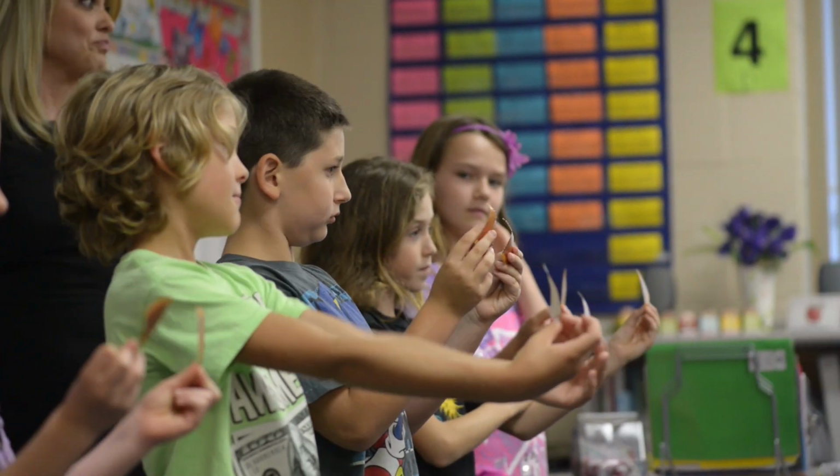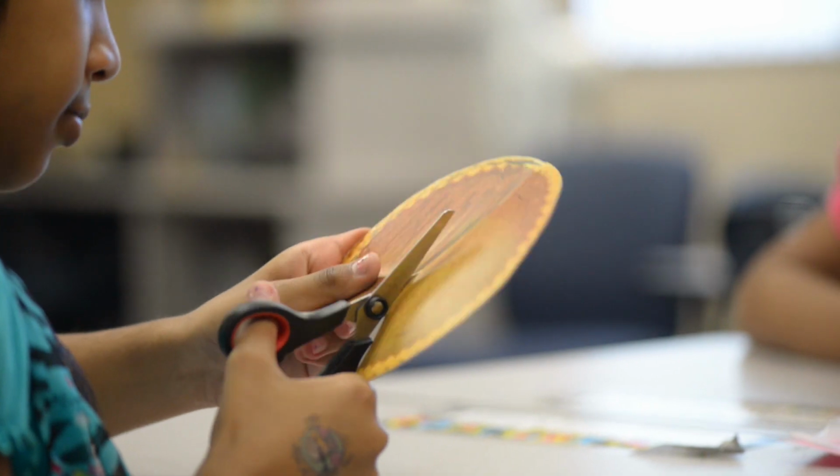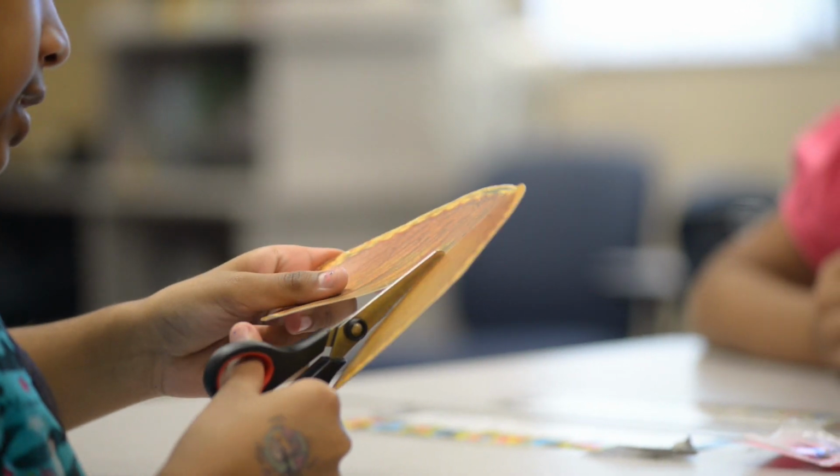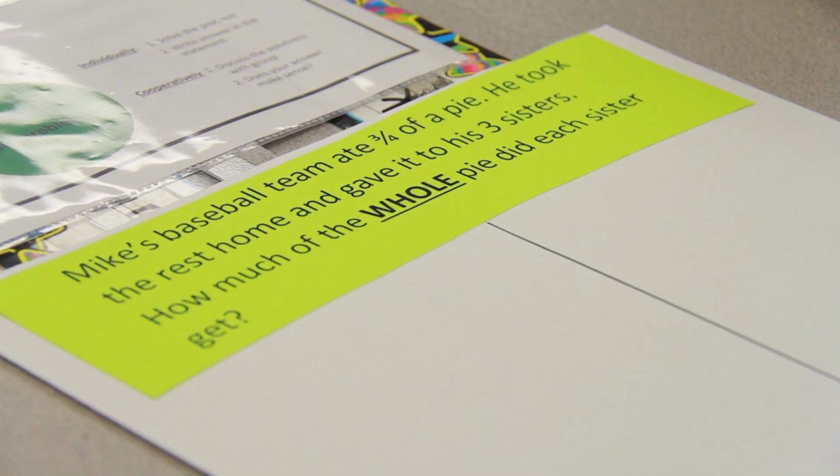And then after that, they went back with their groups and they got to manipulate a pie again by cutting it. And then we did a stoplight, and that was just using all of the knowledge that they had learned in this lesson and applying it to a word problem.